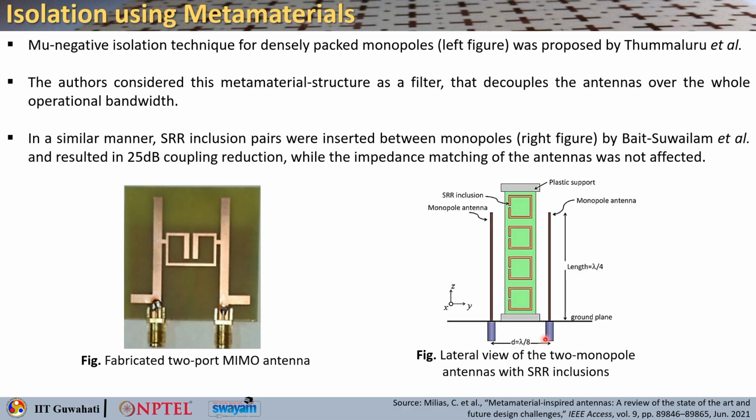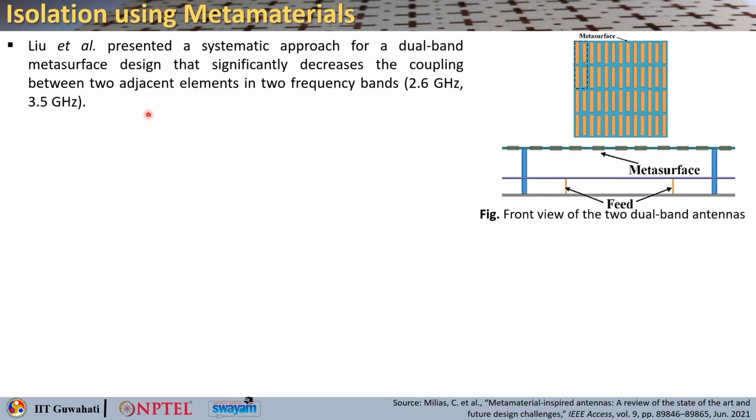So, these are the two antennas which were monopole antennas separated by lambda by 8, and there they put this SRR inclusion which has got a plastic support in between, and they gave this much of 25 dB coupling reduction. Liu and his group presented a systematic approach for a dual band metasurface design that could significantly decrease the coupling between two adjacent elements in two frequency bands. They consider 2.6 and 3.5 gigahertz.